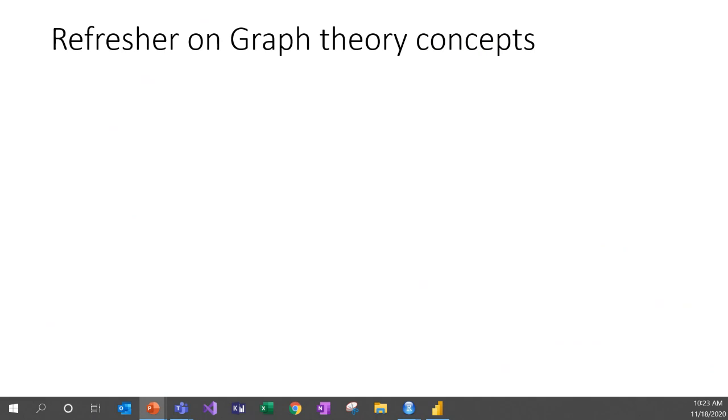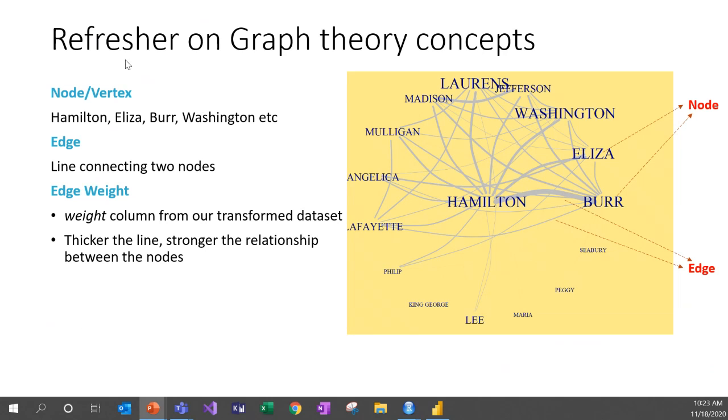Okay, so before I go into the demo itself, I want to do a quick refresher of graph theory concepts. A node and a vertex both mean the same thing, by the way. So what is a node? In this graph, Hamilton, Eliza, Washington, Madison, all of these are nodes. What is an edge? An edge is simply the line that connects two nodes. What is the edge weight? Edge weight is the weight column from our transformed data set, remember, the number of songs in which each pair of speakers appear together. So what this represents is, the thicker the line, the stronger the relationship between the nodes.